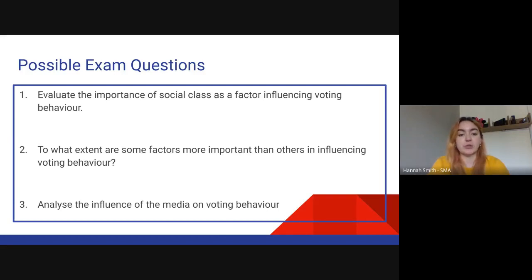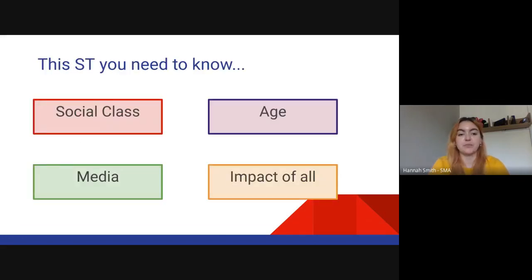That one is asking you basically which factor is most important, but what are some of the other reasons that people make their decisions? So in that one, it might be, I think media is the most important factor. However, I would agree that social class and age can also matter. And the bottom one there, a 12 marker, analyse the influence of the media on voting behaviour. For that one, you are only discussing media. You're not talking about the other things we're going to go through.